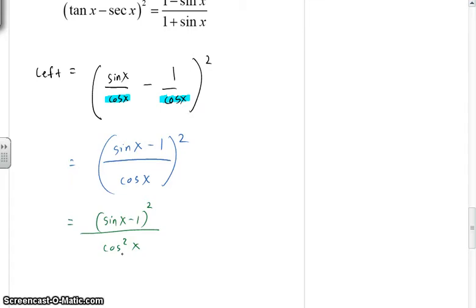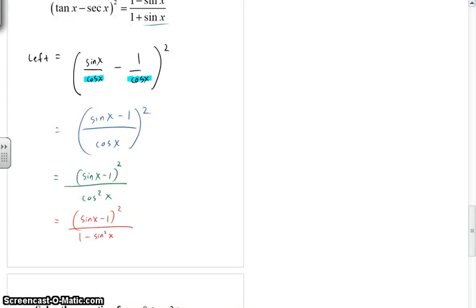All right. So what can we do next, I guess? Let's see. Cosine squared is 1 minus sine squared. This is 1 plus sine x. It seems like maybe it's a good idea to do this. Yeah, 1 minus sine squared x is equal to cosine squared x. So that just seems like a good idea.